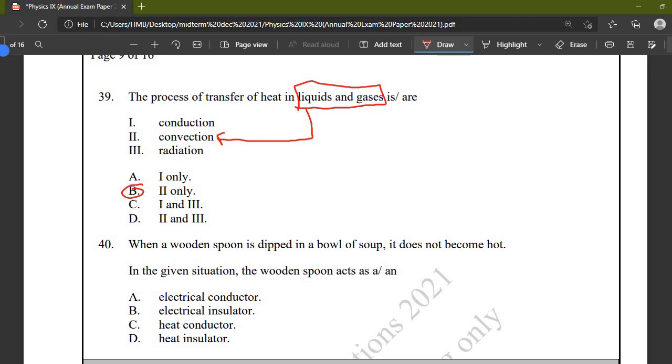When a wooden spoon is dipped in a bowl of soup, it does not become hot. The reason is the same: wood is a good thermal insulator and wouldn't allow heat to transfer through it. In the given situation, the wooden spoon acts as a heat insulator or thermal insulator. So, the correct answer is option D for this question number 40.